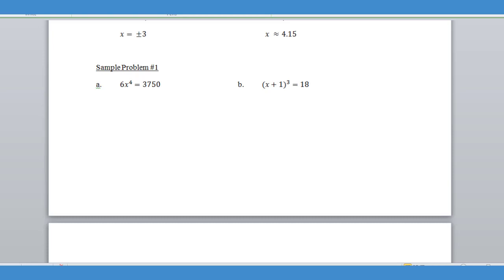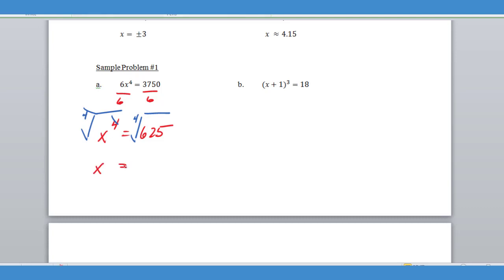Okay, so the first thing that we need to do is isolate the term that's being raised to a power. So the first thing I need to do is, just like if this were 6x equaled 3,750, we want to get the x by itself. We do the same thing by dividing both sides by 6, leaving us x to the fourth equals 625. And we want to get x by itself, so we are going to take the fourth root of both sides, and we would put that little 4 in the index, and we would have to do that to both sides. Now that's going to cancel out the root and the power, leaving us just x.